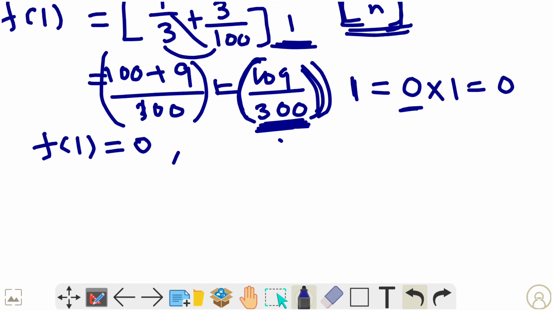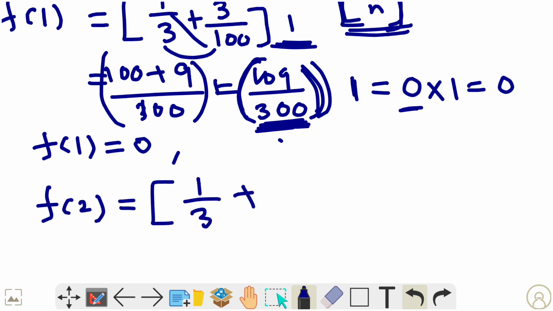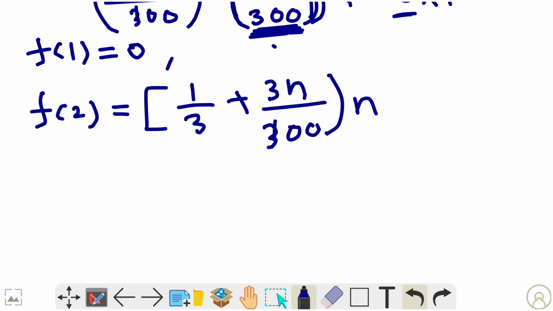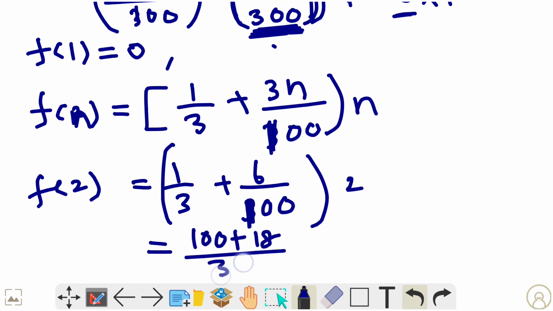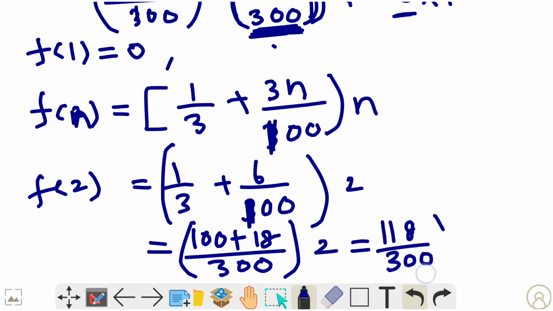Next, we need to find f of 2. Here, f of n is 1 by 3 plus 3n divided by 100, into n. So for f of 2, 1 by 3 plus 3 2s are 6 divided by 100, into 2. That is 100 plus 18 divided by 300 into 2, which is 118 divided by 300 into 2. This also gives 0 into 2, which is 0.